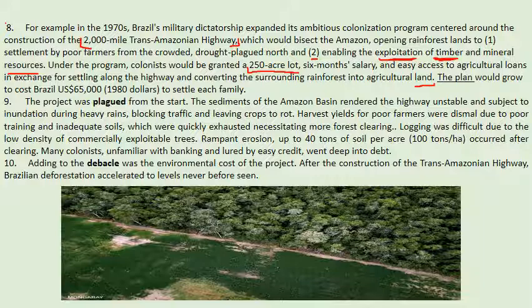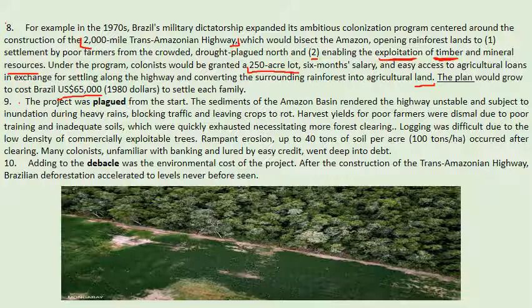This deforestation was caused by the government's horrible plan of making the Trans-Amazonian Highway and granting all those loans to farmers. The plan would grow to cost Brazil $65,000 to settle each family. Imagine that. Imagine the number of families.